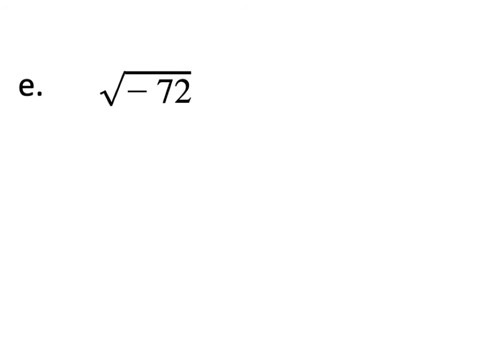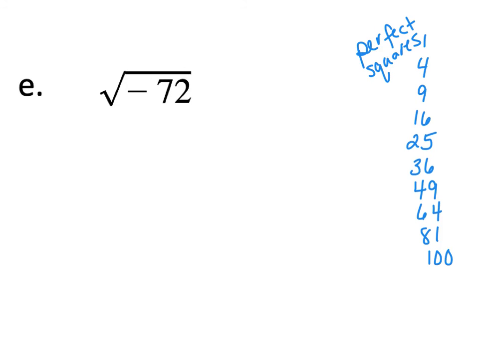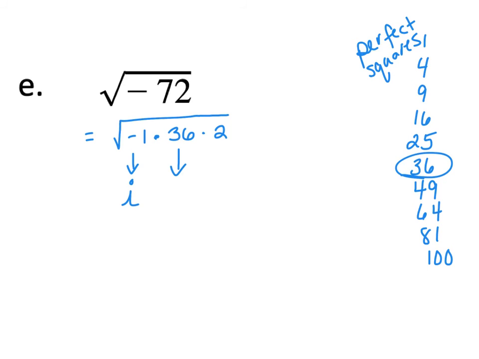Now, when you have one like the square root of negative 72, what I like to do is think about my perfect squares and find a perfect square that goes into 72. So this could be equal to negative 1 times 36 times 2, since 36 goes into 72 two times. The square root of negative 1 is i, the square root of 36 is 6, and the square root of 2 is irrational, so this is best written as 6i times the square root of 2.